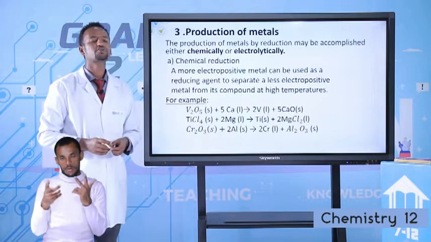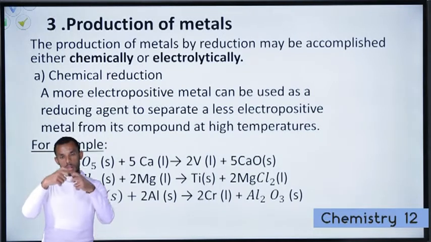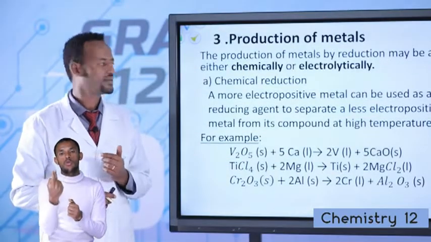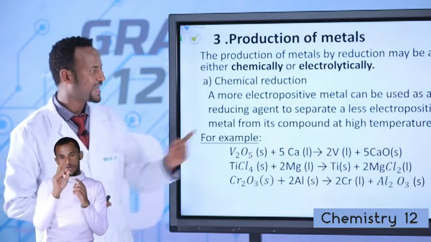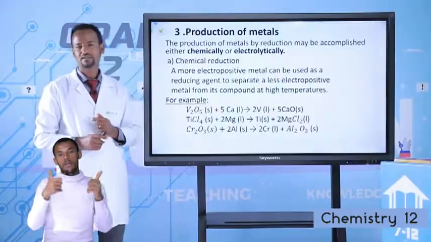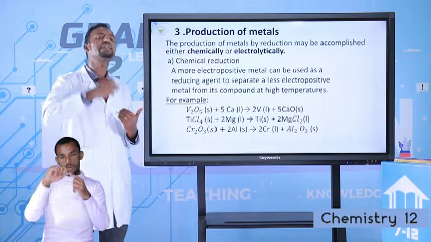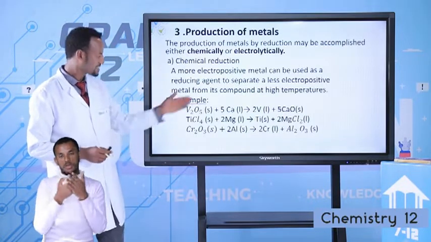The third one is production of metals. The production of metals by reduction may be accomplished either chemically or electrolytically. In chemically, more electropositive metals can be used as reducing agents to separate less electropositive metals. More electropositive metals can be used to extract less electropositive metals. For example, look at these reactions. This is chemical reduction.